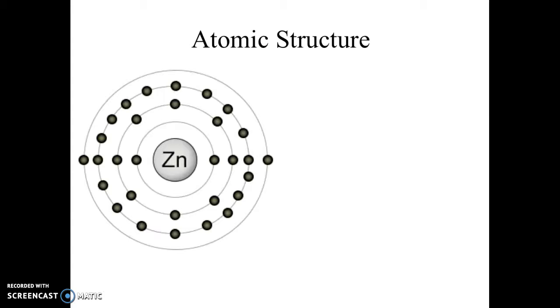The atomic structure of zinc will look like this. Zinc has 30 protons in the nucleus, and the number of neutrons will depend on the different isotopes. And as I mentioned before, zinc has 4 shells. The first shell has 2 electrons, the second shell has 8 electrons, the third has 18 electrons, and the fourth and outer shell has 2 electrons. Therefore, the atomic ion of zinc will be Zn 2+.